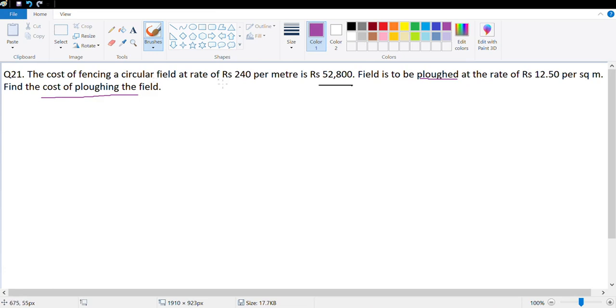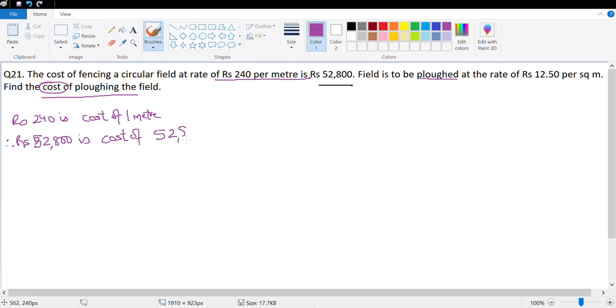Perfect. So we know the cost of fencing, so let's use that cost to calculate the perimeter. And from the perimeter we'll calculate radius, and from radius we'll calculate area, and from area we'll calculate cost. Let's just write that down. So rupees 240 is cost of 1 meter. Correct? Yes, 240 per meter. Therefore, rupees 52,800 is cost of how many meter? This is nothing but unitary method. So this would be 52,800 into 1 upon 240.